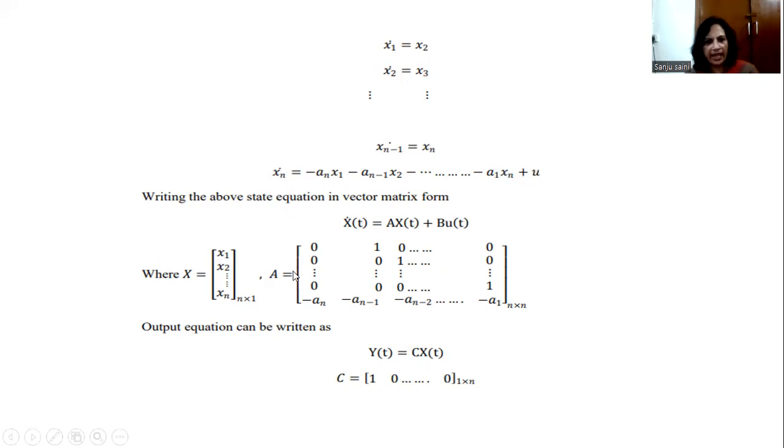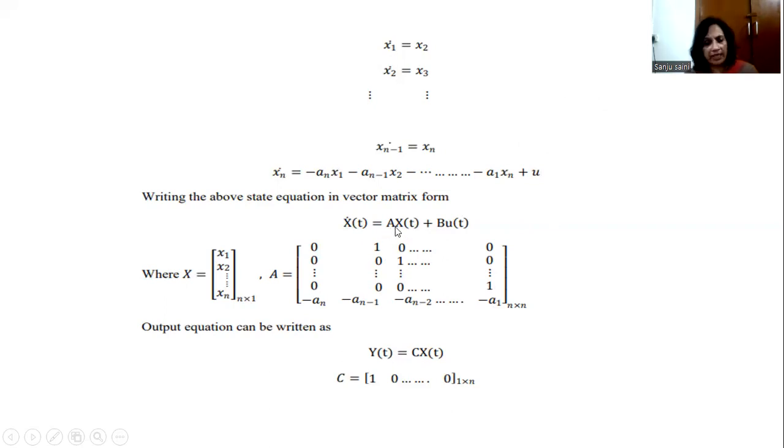And A is equal to minus, within this x1 dot is equal to x2, so we'll get a 1 here. X2 dot is equal to x3, so we'll get a 1 here, and so on. Xn minus 1 dot is equal to xn, so we'll get a 1 here. Then xn dot is equal to minus an x1, minus an minus 1, and so on up to minus a1. Then for B, we'll have 0, 0, and in the last you'll get a 1. So we are able to get the state variable model.